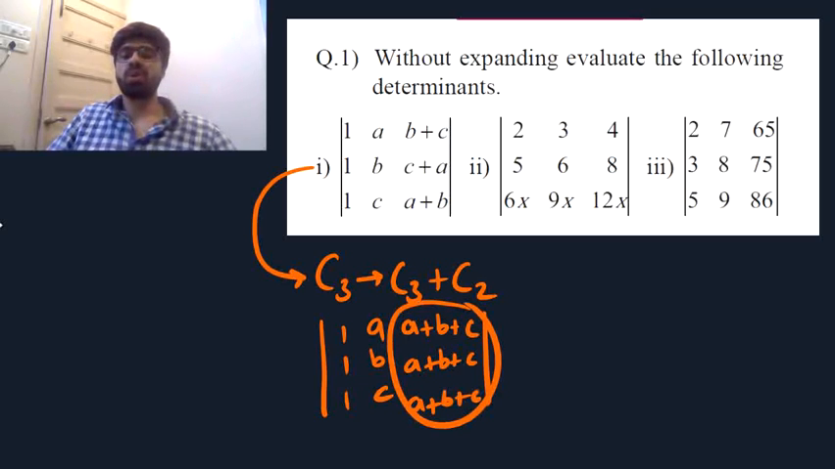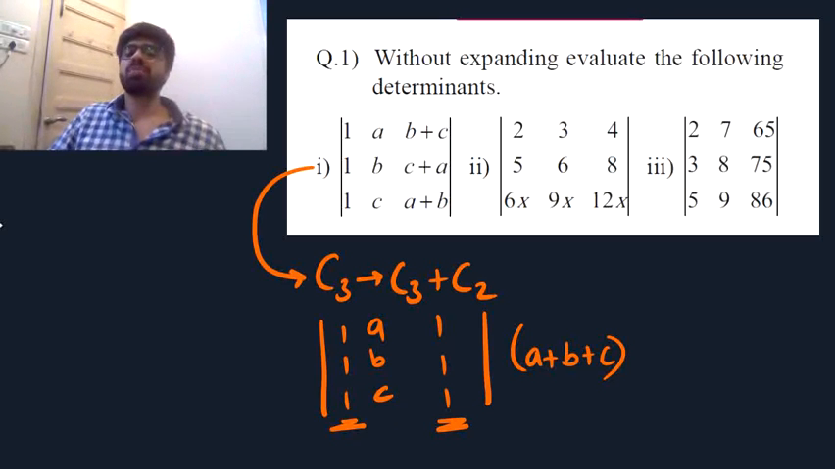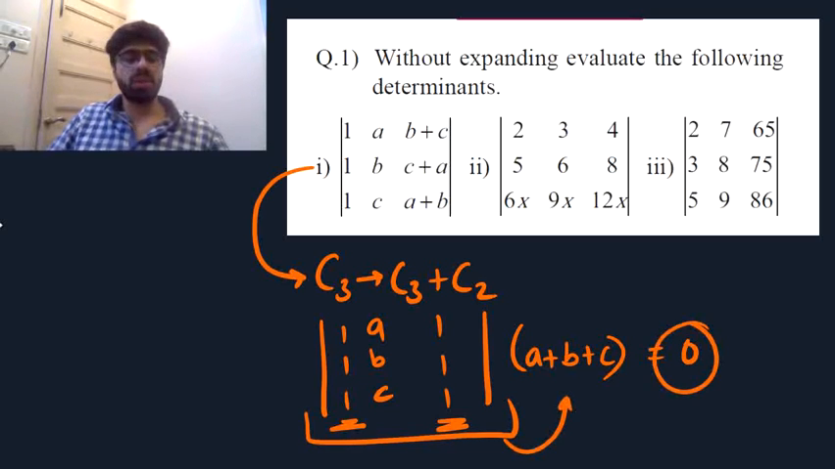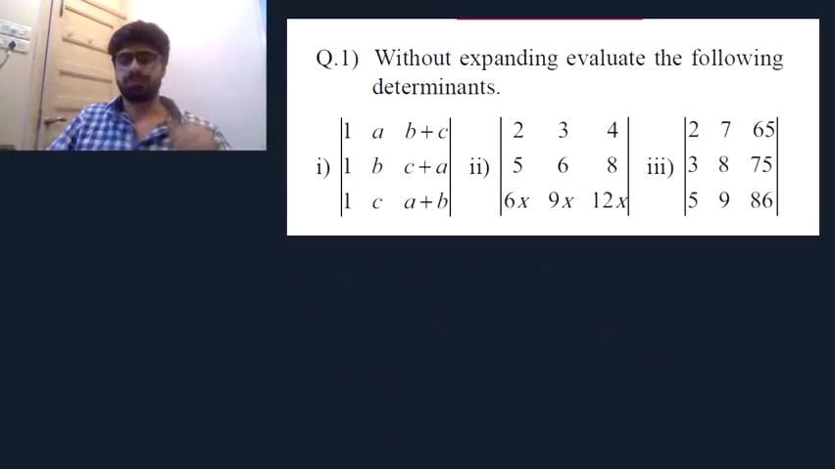From the third column you can pull out a plus b plus c common, and that a plus b plus c can be written outside the determinant right here, and you will be left with 1 1 1 as the elements in your last column. Now column 1 and column 3 are exactly identical, and because of that, the value for this determinant will be 0. So we have 0 into abc, that is equal to 0, and that 0 is the final value of the first determinant. Let's go ahead with the second determinant.